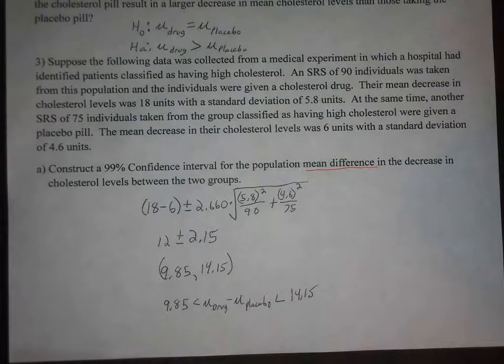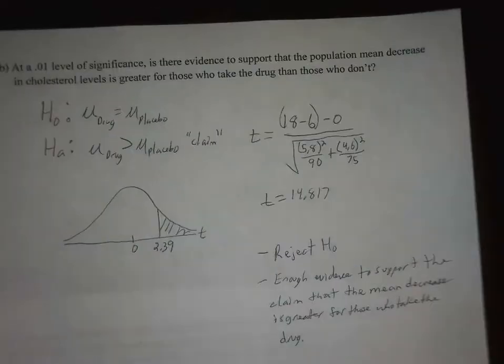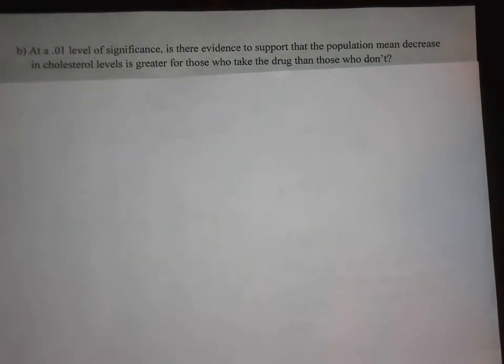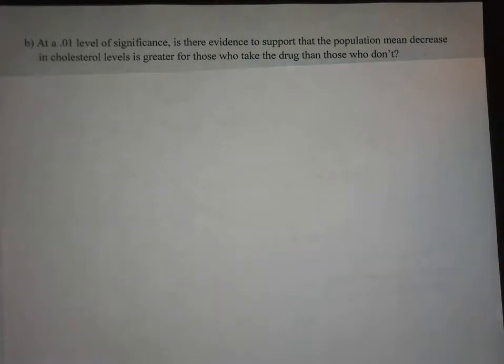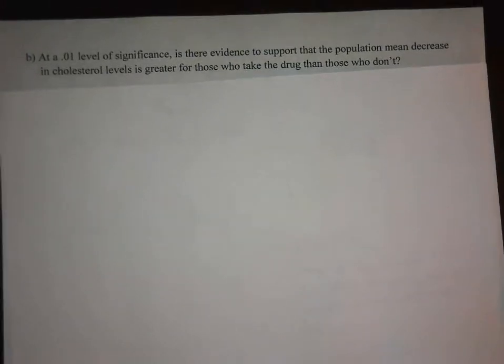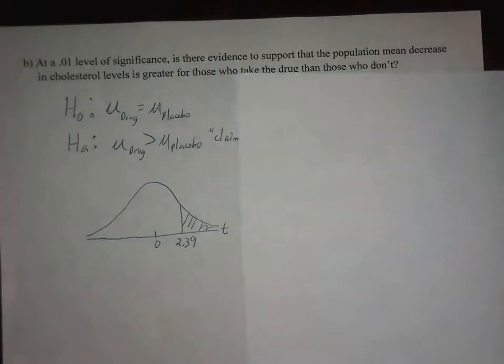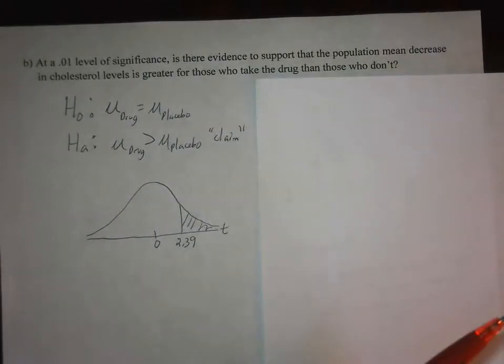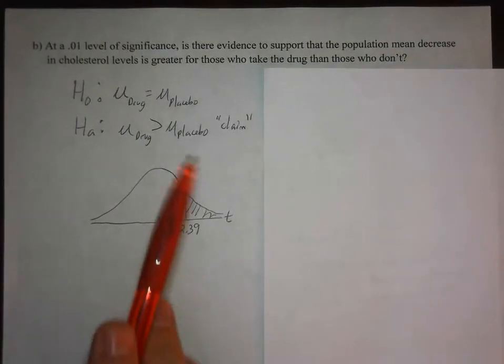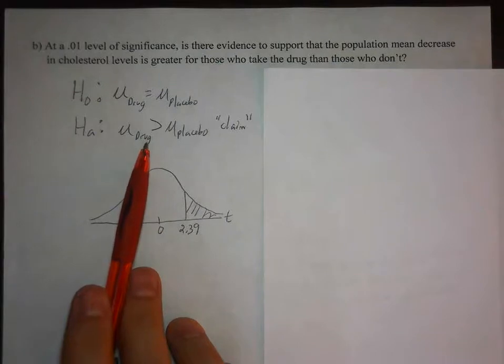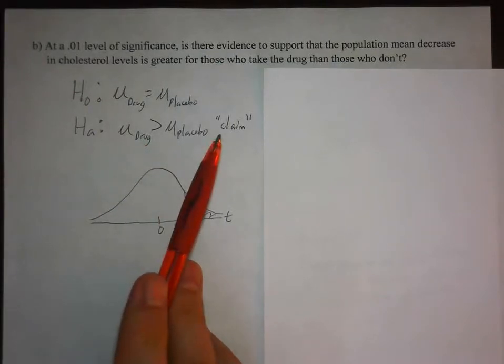Okay, and then moving on to the last question, using that same information. Now this hypothesis test. So at alpha 0.01 level of significance, is there evidence to support that the population mean decrease in cholesterol levels is greater for those who take the drug than those who don't? Okay, so we set up our hypotheses. And if you need to pause the video, go ahead. Okay, and then create a rejection region. So is the mean for the drug greater than the mean for the placebo? That's what we're claiming.